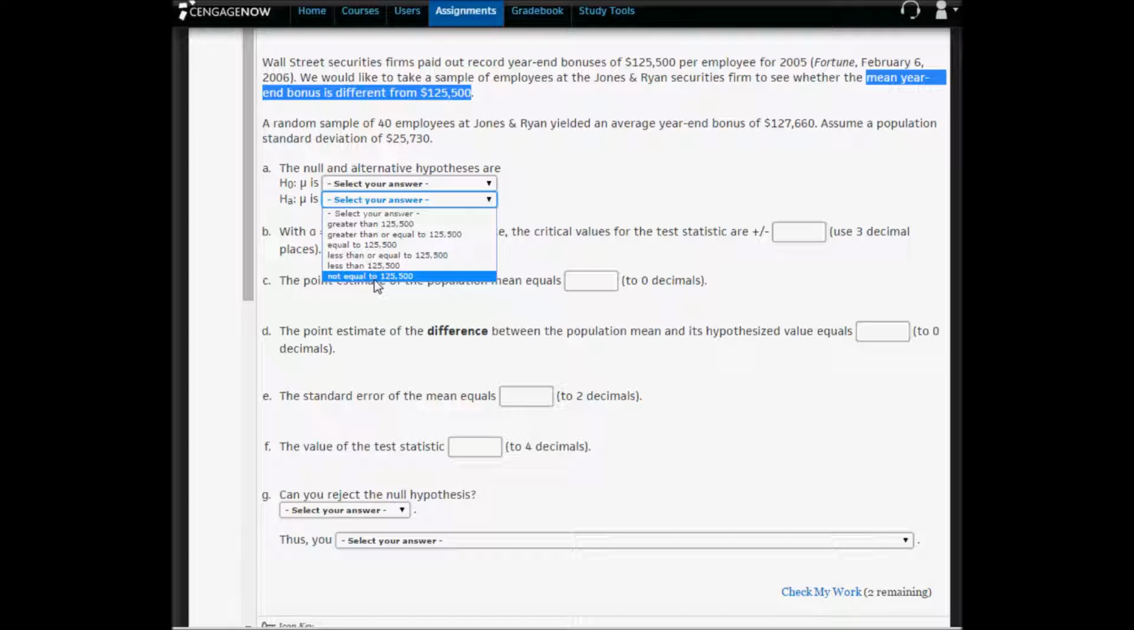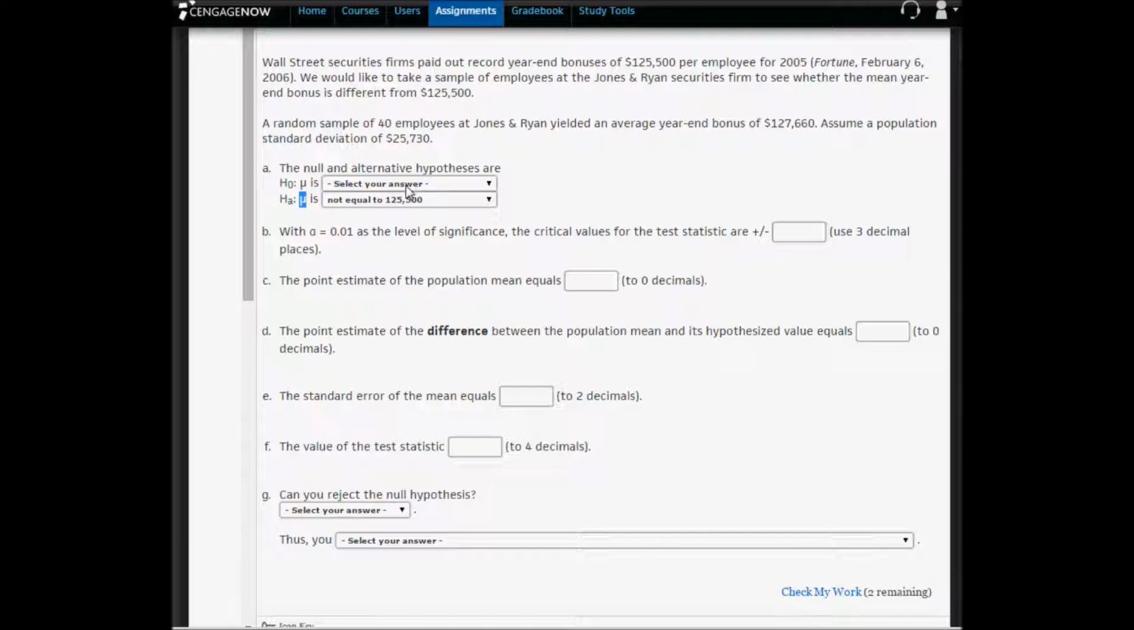So the population mean, mu, which cannot be known but can be estimated. The alternative hypothesis is saying that mean is not equal to 125,500. Now, since the null hypothesis is the opposite of the alternative hypothesis, then we say the null hypothesis is mu equal to 125,500.